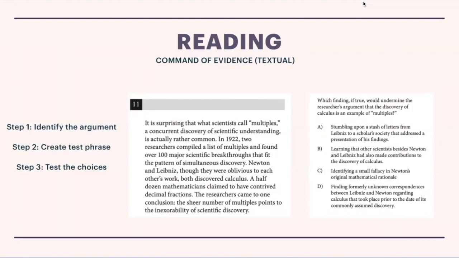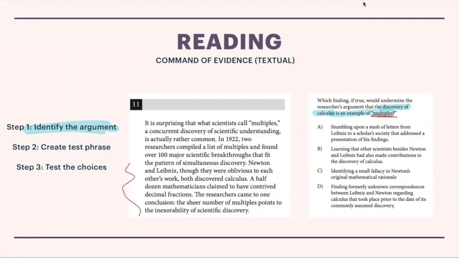So, as I've mentioned here, we want to first identify the argument. Usually what we want to do is search for that within the text. But in this case, the question itself has already identified the argument for us. If we look at the question, it says, which finding, if true, would undermine the researcher's argument that the discovery of calculus is an example of multiples? So here they're saying the discovery of calculus is an example of multiples.